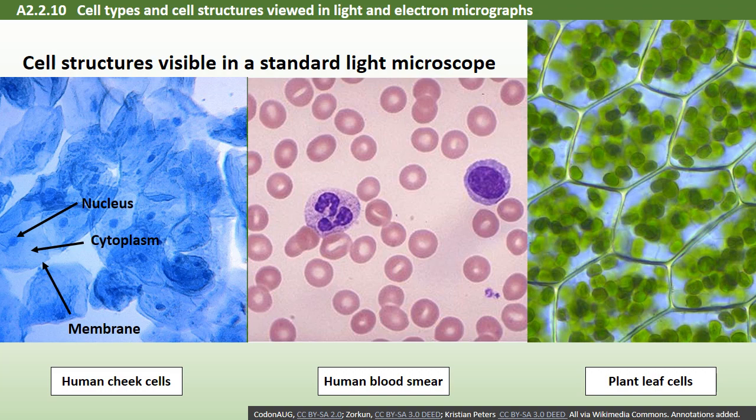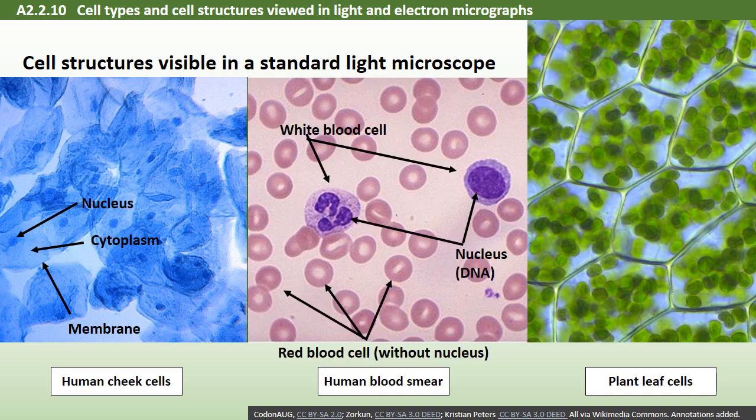You may have looked at a human blood smear, and there you can recognize red blood cells. They are the smaller type of cells. They don't have a nucleus. And the white blood cells, they are larger. They have a nucleus. And you can see how it's clearly stained in the middle of the cells. These two white blood cells are different types, so they look a bit different. And you may have looked at plant leaf cells. Here you can see the cell wall very clearly and chloroplasts.